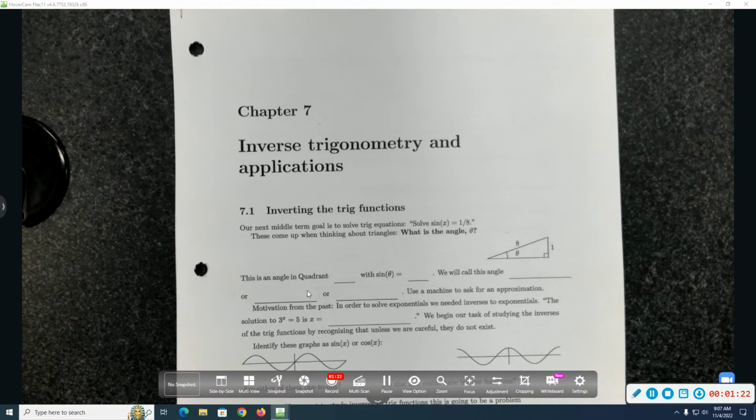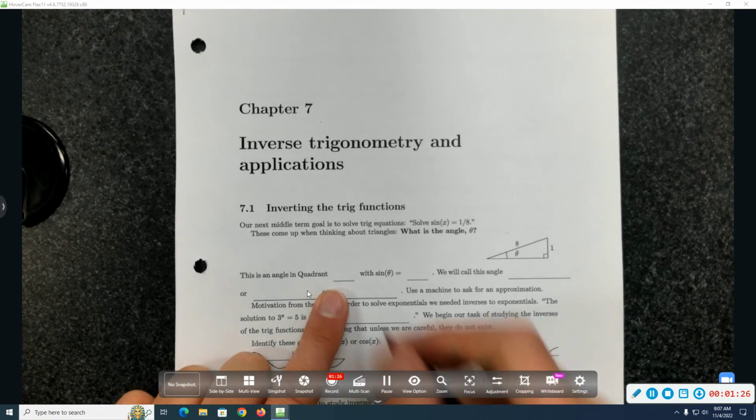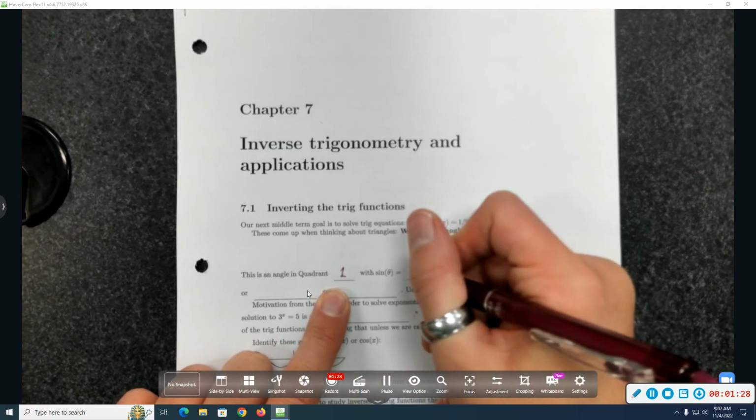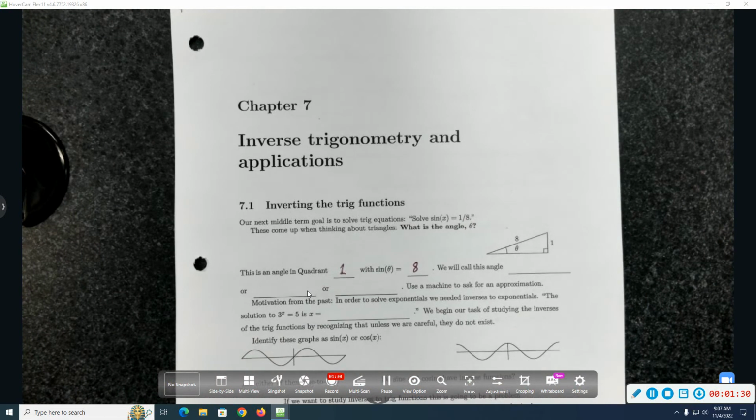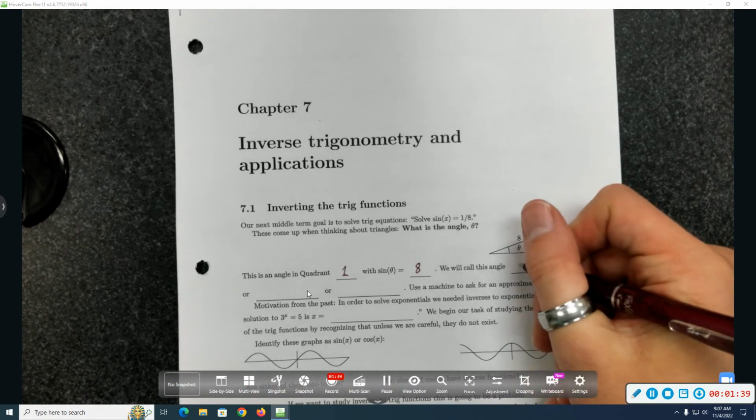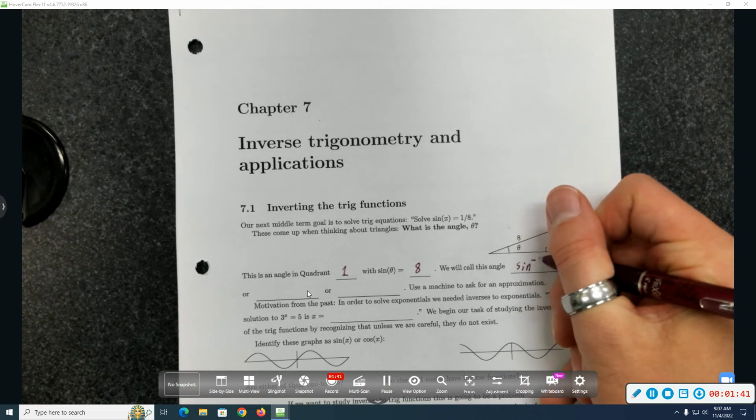So what will we do here? We'll make up a name for it. So let's just describe it. This is the angle in quadrant 1 with sine of theta equal to 1 over 8. Quadrant 1 corresponds to acute angles, angles less than 90 degrees. We'll give this angle a name. In fact, we'll give it several names.